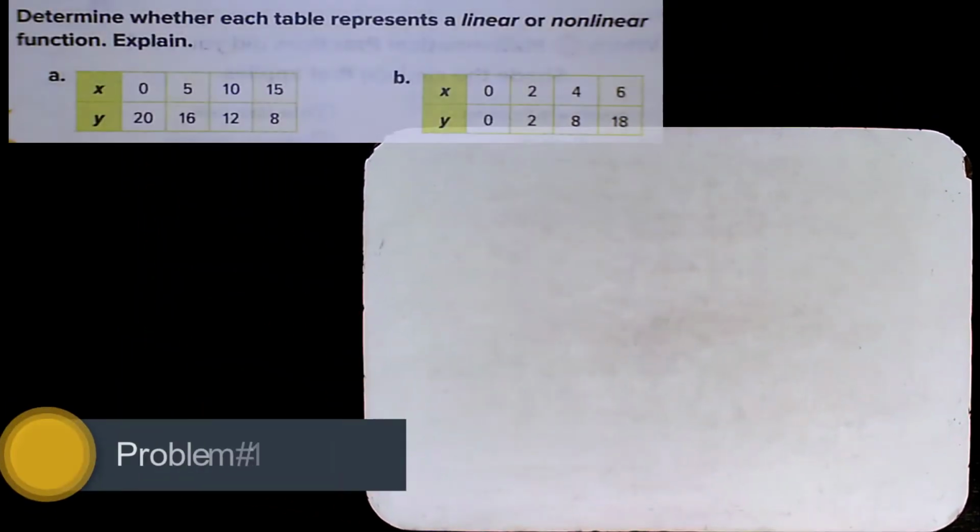Now let's look at an example problem of identifying whether or not a function is linear or nonlinear. So as you can see here, we've got A and B, two different tables, and we're going to identify whether each table is a linear or nonlinear function. So here we've got X and Y, our domain and our range, and what we're going to do is look at each of those and determine whether or not they have a constant rate of change. If they have a constant rate of change, then they're linear. If they don't have a constant rate of change, then they're not linear.